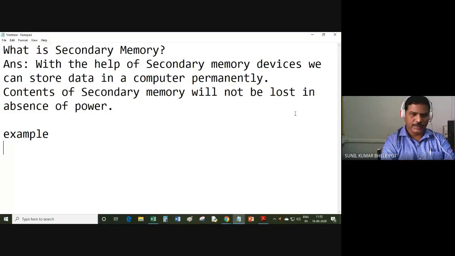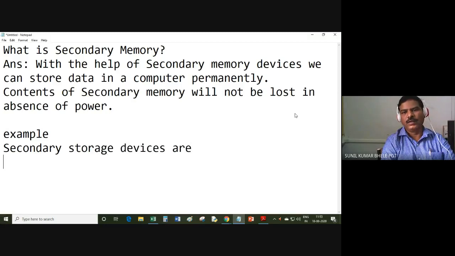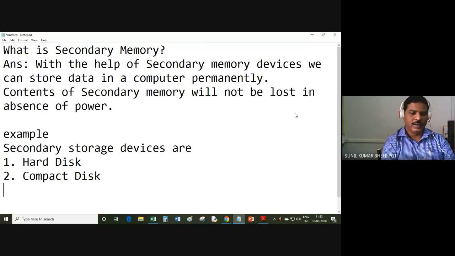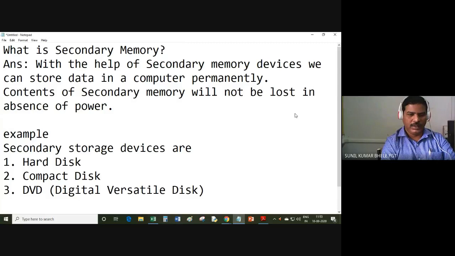So you know that secondary storage devices are: hard disk number one, and then you can write compact disk, and then you can write DVD, digital versatile disk. Then you can write USB flash drive.